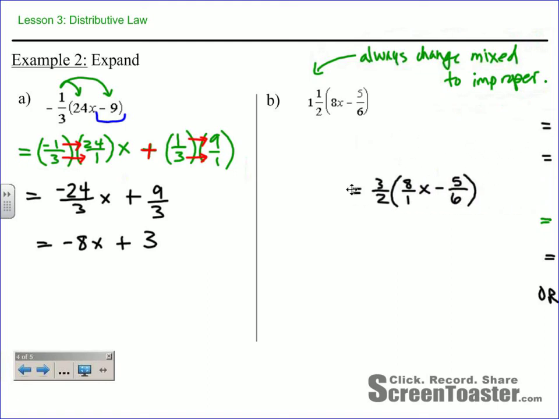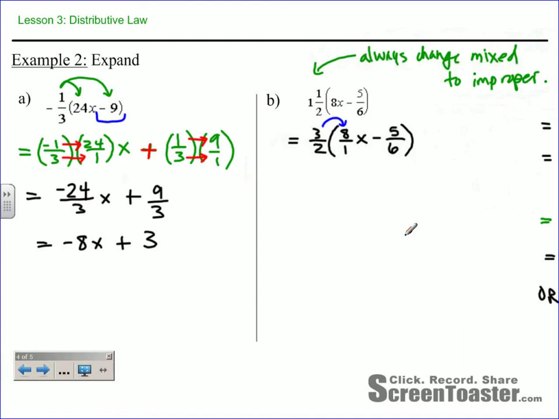There it is. Okay, so you notice I made a couple of changes in this first line. I changed 1 1/2 to 3/2, and while I was at it, I changed 8 to 8 over 1, because I know I'm going to be multiplying those together, so I just wanted to have that as a fraction.